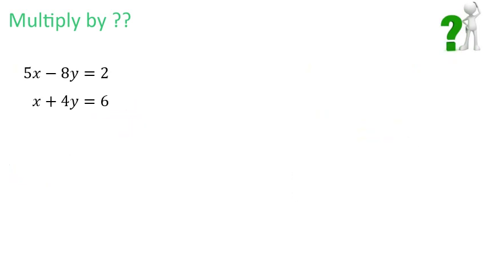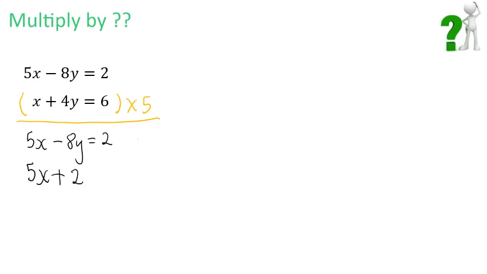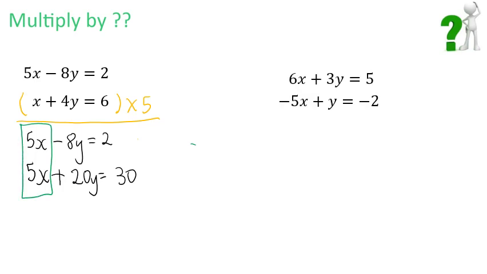No matching pair, so this time I'm going to multiply everything in the second equation by 5 to create a matching pair. So my top equation will stay the same, 5x minus 8y equals 2, and now I'll multiply everything in the second equation by 5. So I'll get 5x plus 20y, and 6 times 5, 30. So now I have my matching pair that I can eliminate.